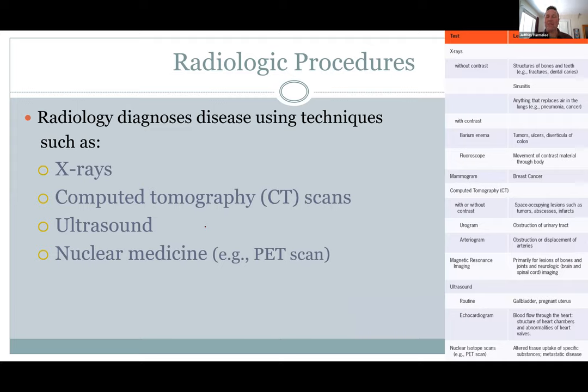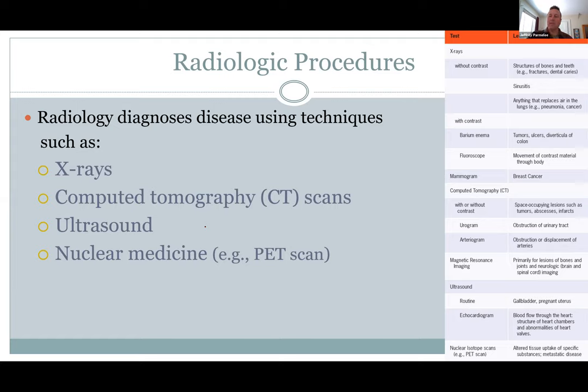Ultrasound uses high frequency sound waves and they reflect back. Awesome. And then if you're going to get a PET scan, that's nuclear medicine using radioactivity. They put it in your body and then they do a scan for radioactivity to see where that material went. And that can tell you where tumors are, things like that.